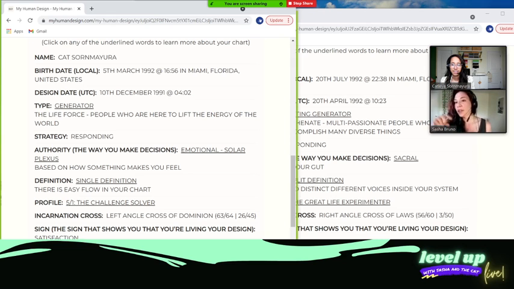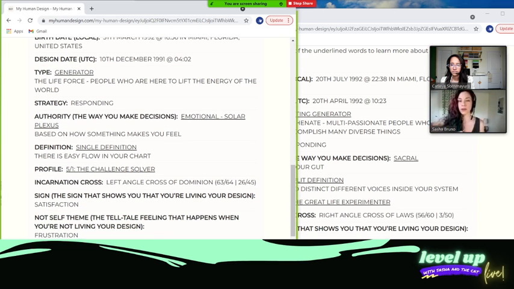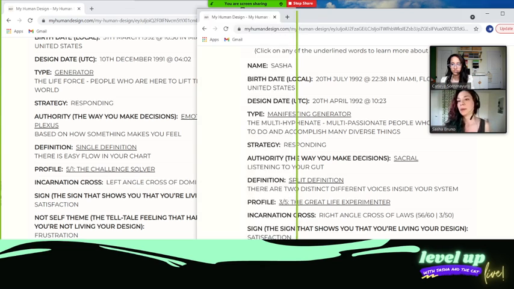But the profile part, I think, is another indicator that's a little more specific to your chart, whereas manifesting generator, reflector, or projector are all very broad. You can get into a lot more details, especially with the incarnation cross, which also means something entirely different. There's just so much to all of this that you can't fit it into one podcast.